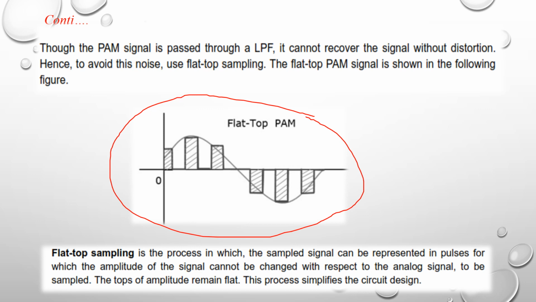So this is the flat top amplitude. In flat top pulse amplitude modulation, the rectangular pulse amplitude levels are constant or flat. For example, this is the first interval, and this is the amplitude level. Here the amplitude levels are flat, and the second interval amplitude level is flat, and the third interval amplitude level is flat. In natural pulse amplitude modulation, the amplitude level varies with respect to the modulating signal. In flat top sampling, the amplitude levels are constant.